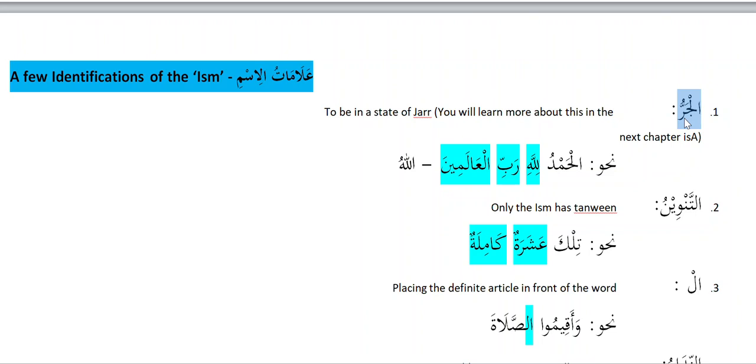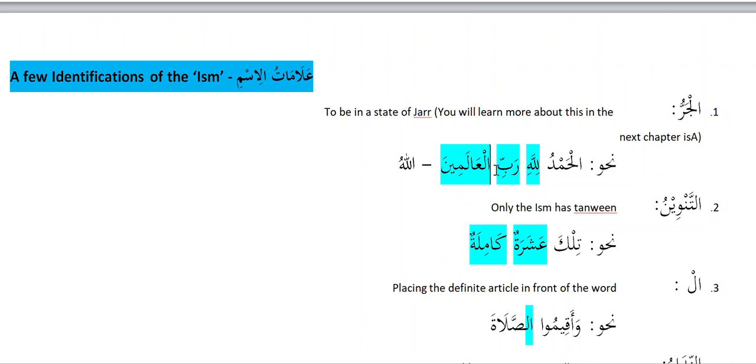For all practical purposes, jar here means that it has a kasra. It means more than that, but for now, that's enough to start with. So in your mind, when I say something is in a state of jar, J-A-R-R, you just imagine it means it has a kasra in the ending instead of dhamma or fatha.